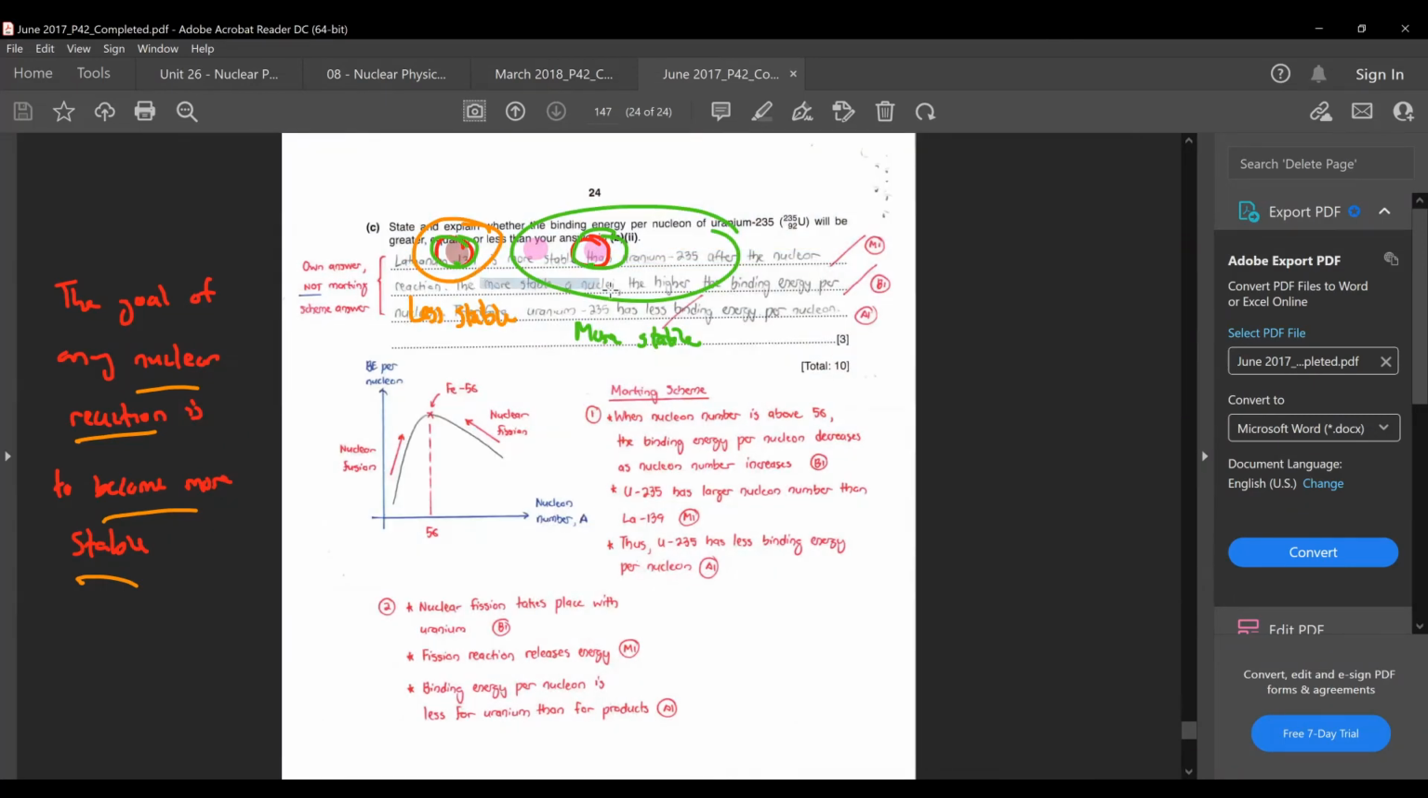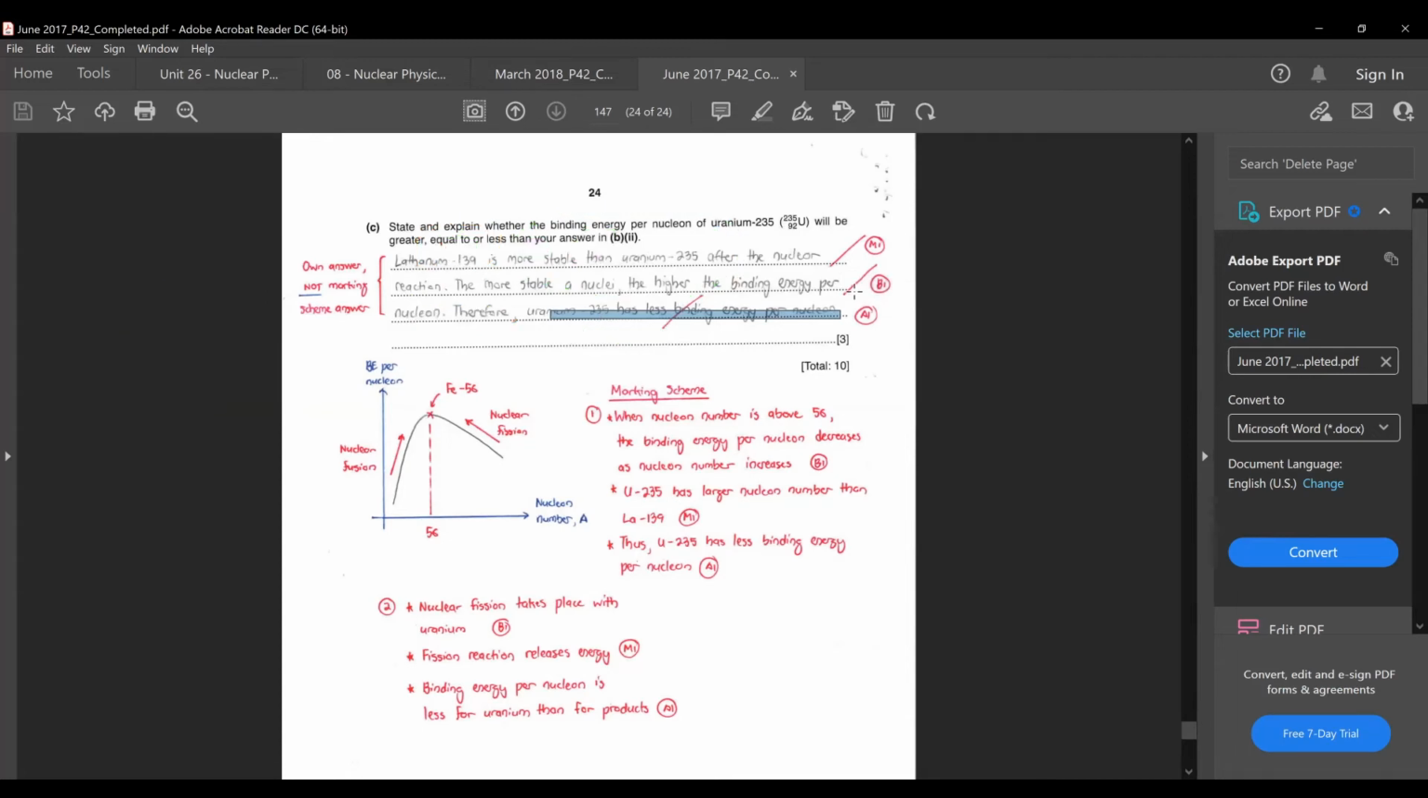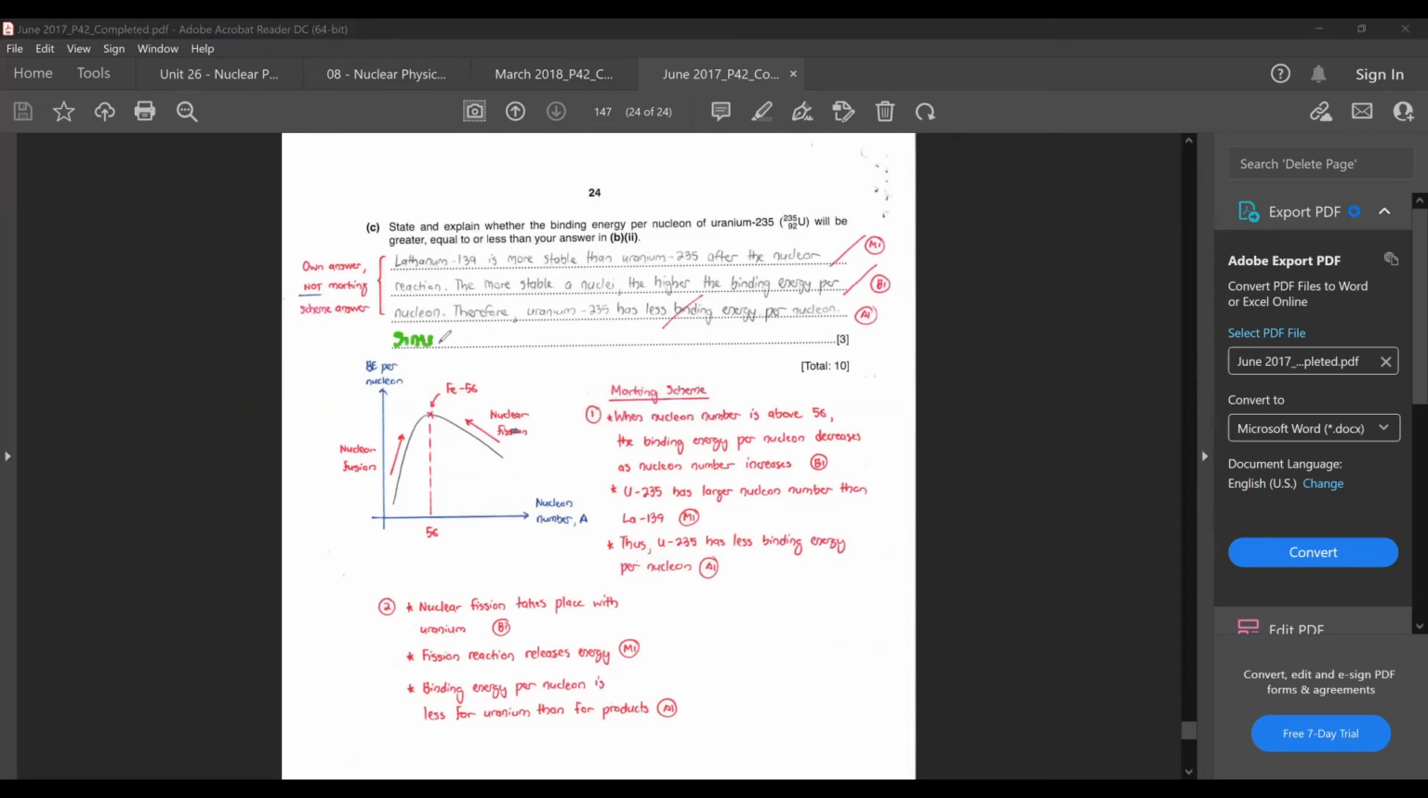And generally, when some nuclei are more stable, the binding energy per nucleon is higher. So uranium-235 will have less binding energy per nucleon since it is less stable. Okay, so far so good. All right, so this one is okay.